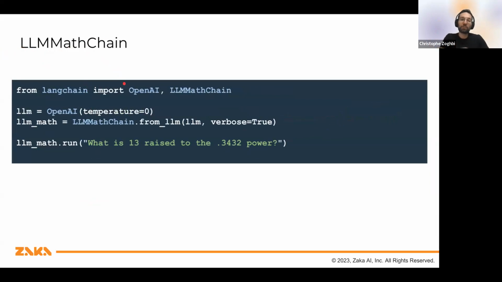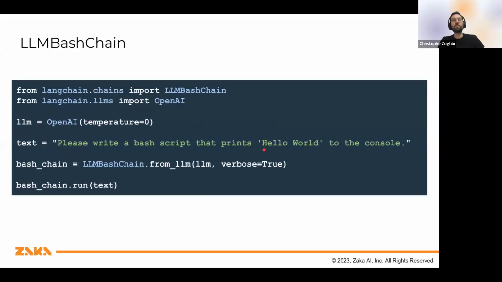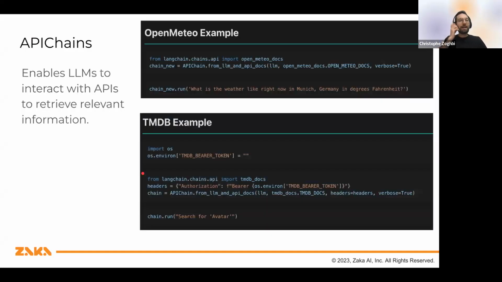There's a chain called LLM math chain that, as you guessed, is focused on solving math problems. In this case, we create a math chain from the OpenAI LLM, and then we can run this query: what is 13 raised to the 0.3432 power. We also have the LLM bash chain that allows me to run bash commands, like please write a bash script that prints hello world to the console. It's going to run that as well. And also you have API chains, where basically it enables your LLMs to interact with APIs and retrieve specific information, like the weather or some specific website that offers APIs.